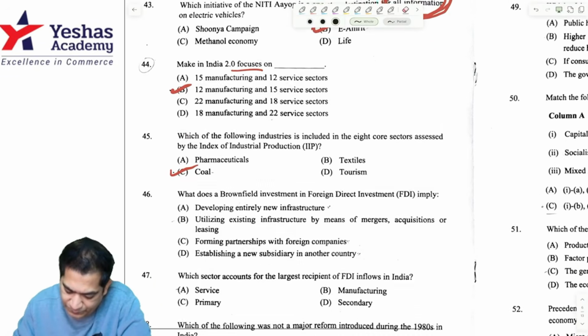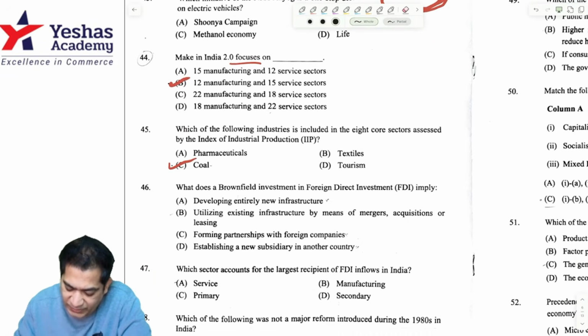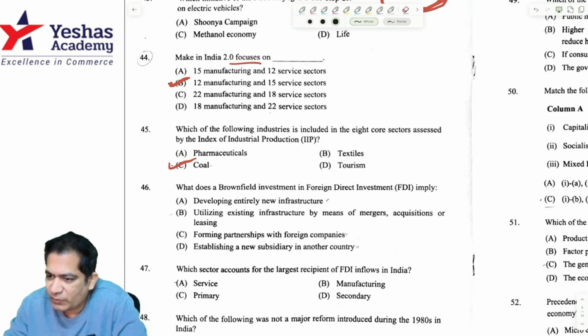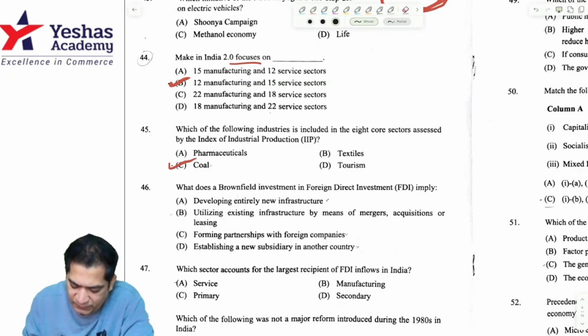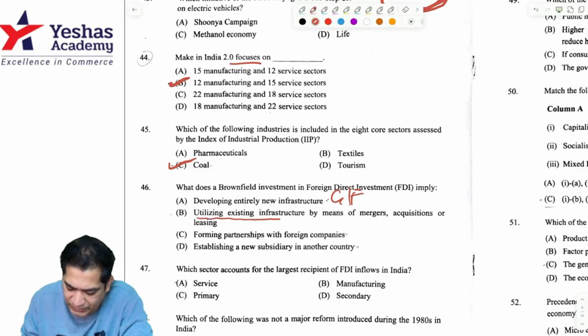Chapter 10. What's a brownfield investment in a foreign direct investment? FDI, I have told you, brownfield investment is when investment is done in an already existing asset, in expanding it, modernizing it. But when you create a new infrastructure, it is a greenfield investment. Developing new infrastructure, that is greenfield, that is not brownfield. Utilizing existing infrastructure by means of mergers, acquisitions or leasing, yes, this is brownfield.